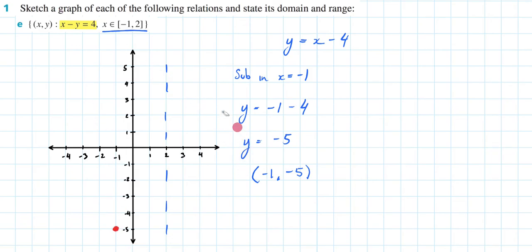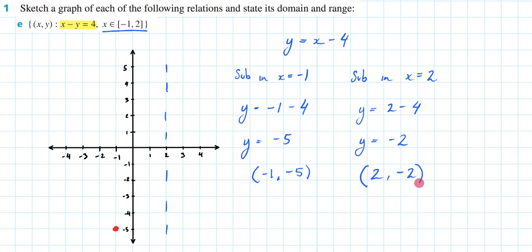Next, I'm going to figure out what my y value will be when x equals 2. So I'm going to sub in x equals 2. So I'm going to get y equals 2 minus 4, which is going to be y equals -2. So when I put 2 in, I get -2 out. So now I come over here, I rub this out, and I'm going to put in the point 2, -2. 2, -2 is here. I then put a line between them, like that. Perfect.